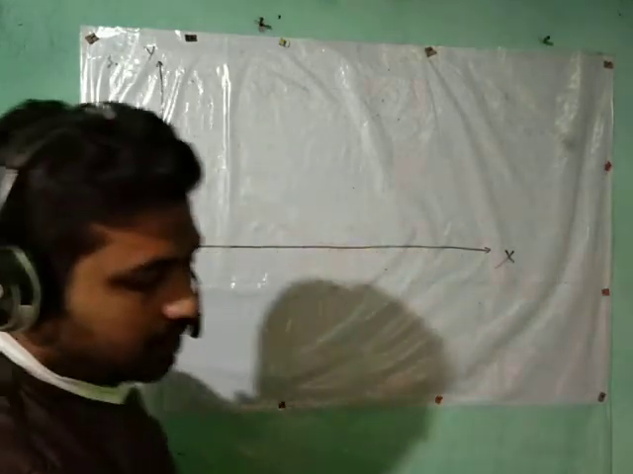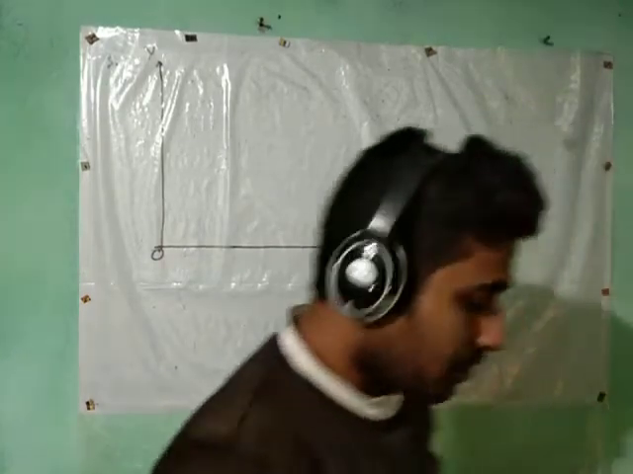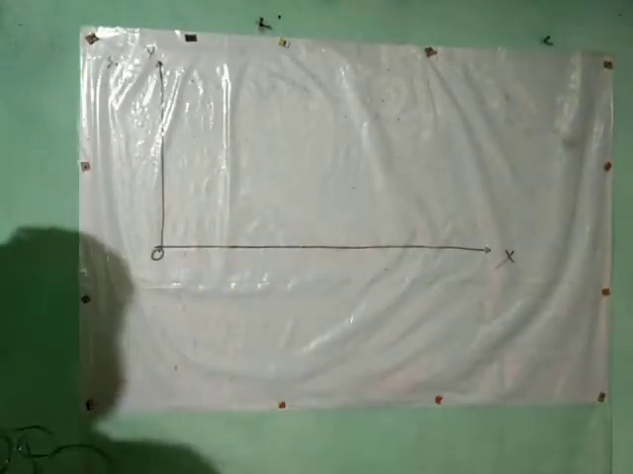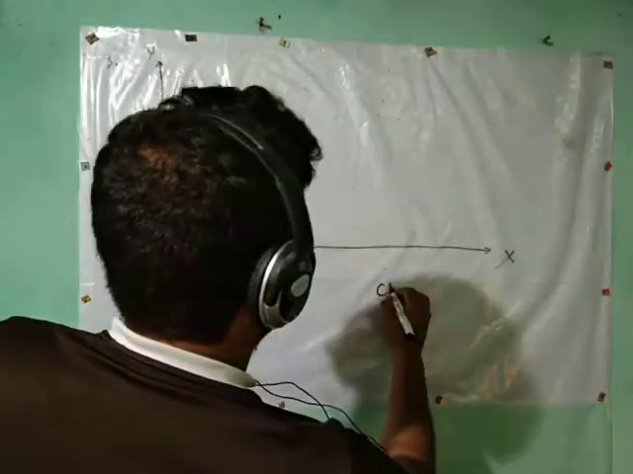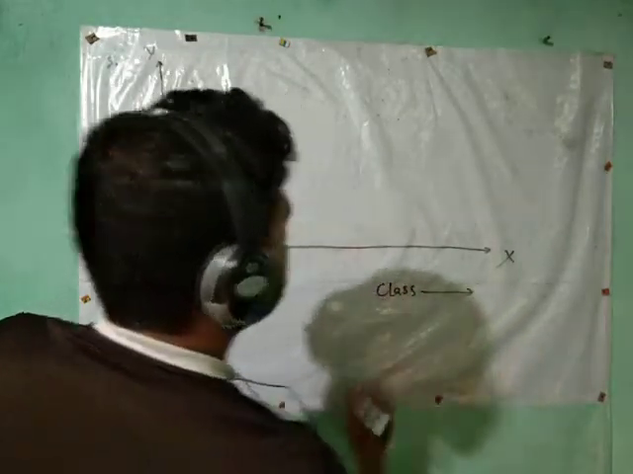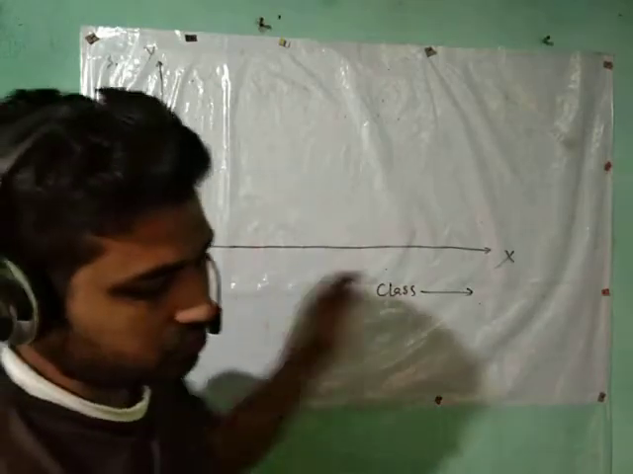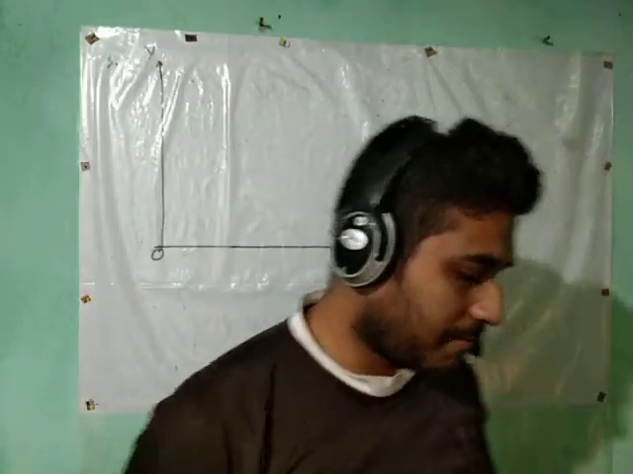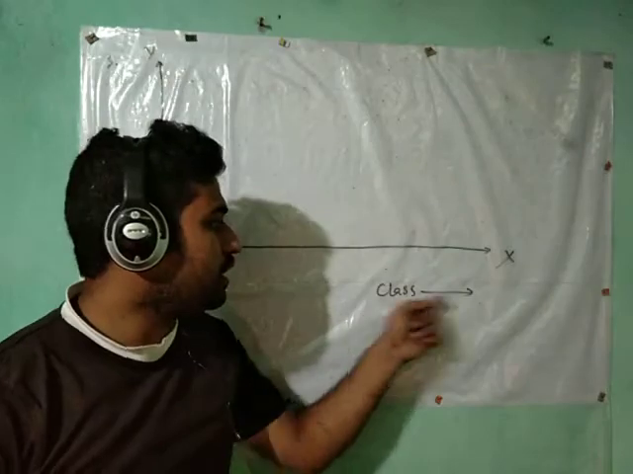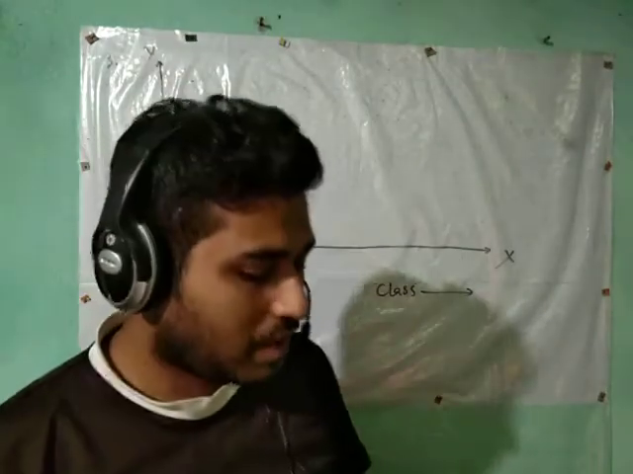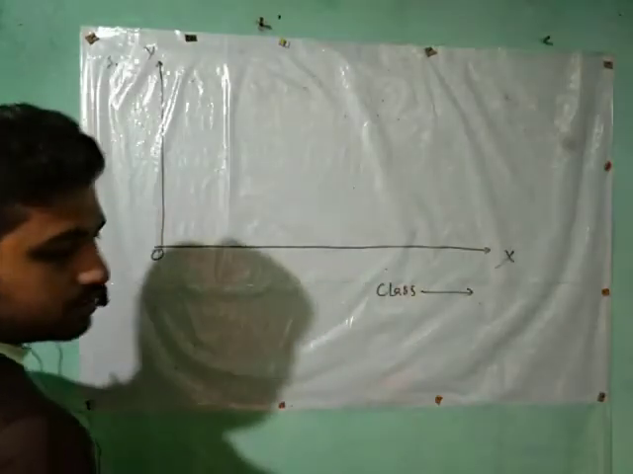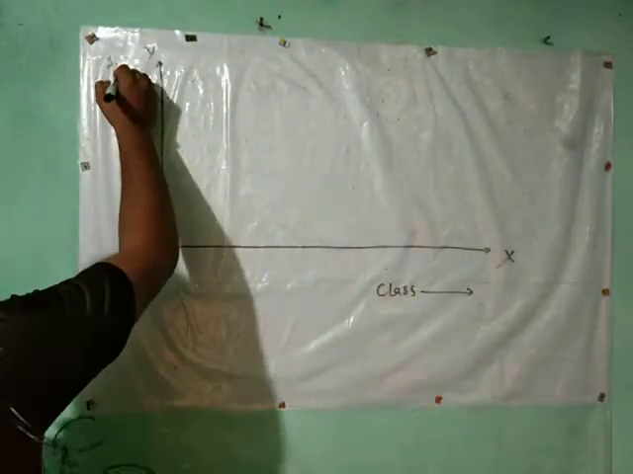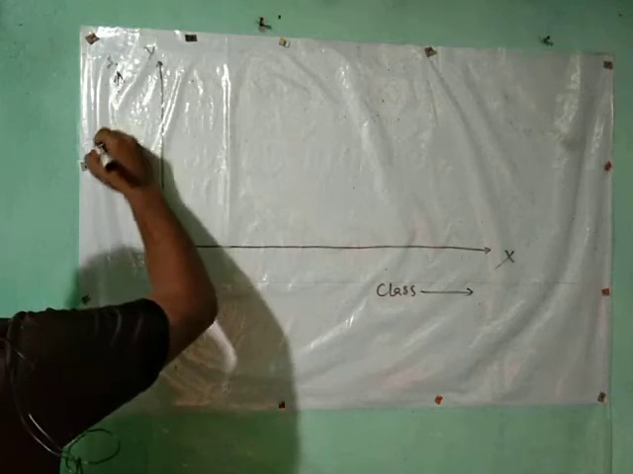Now in the horizontal line here we will take classes. So you write down like this, class, and you draw an arrow. Now on the vertical side you are going to take the number of children, right? In this direction you are going to take what?